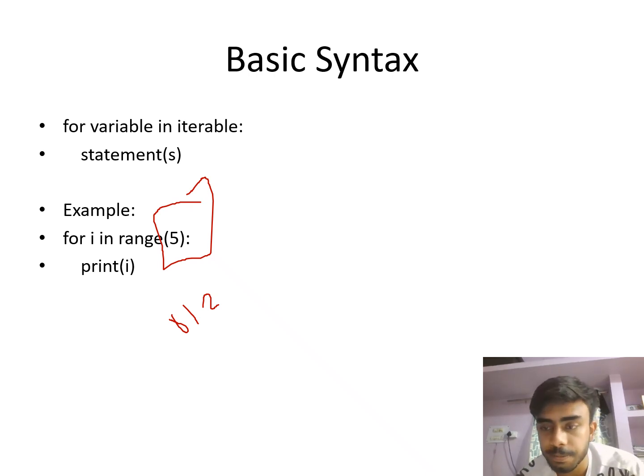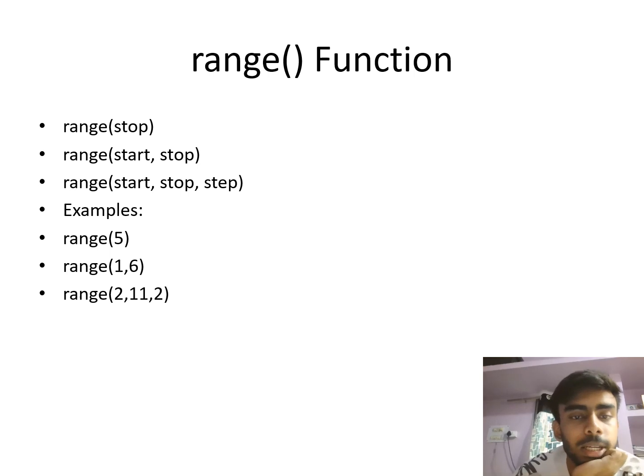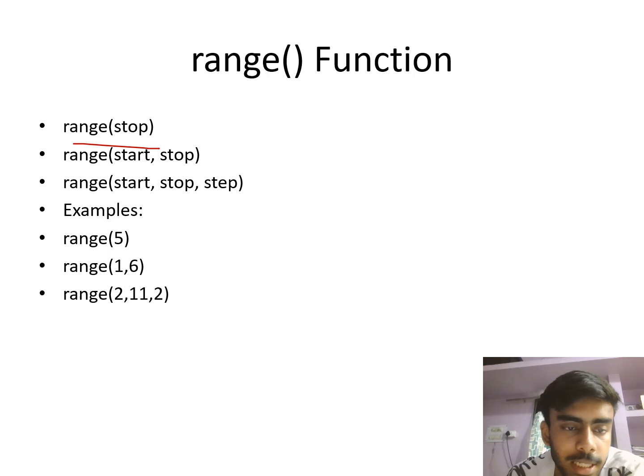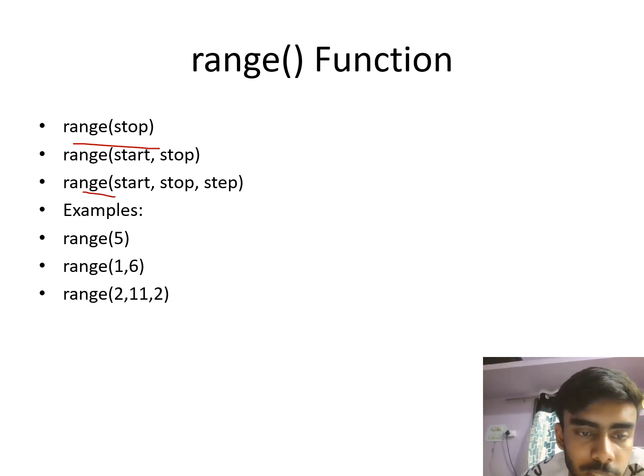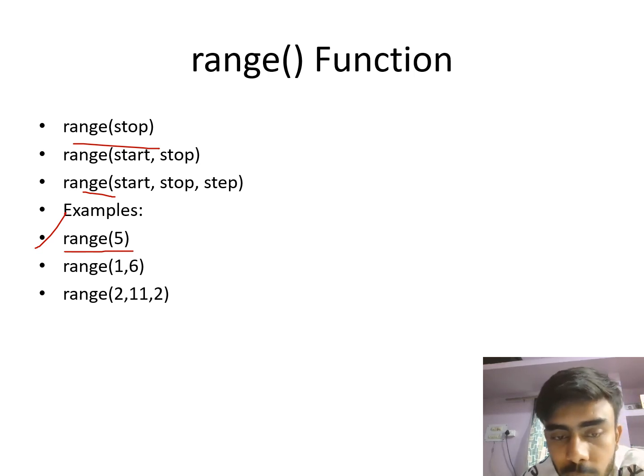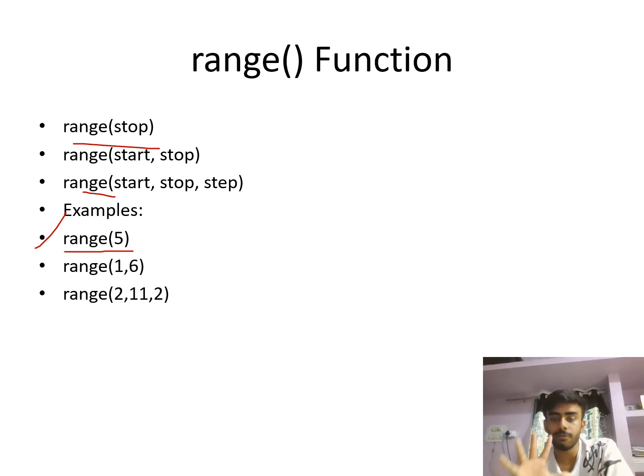Now come to the next part. Here are some range functions like range stop, range start stop, and range start, stop, and step. So now see the example of the first one. Over here, you are just writing range 5, meaning its range is only 5. But in the second one, you are saying how it starts and when it will stop. So here 1 and 6 means it will start from 1 and stop at 5, not on 6.